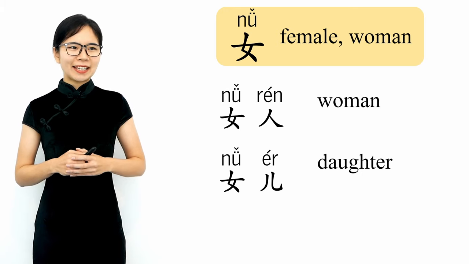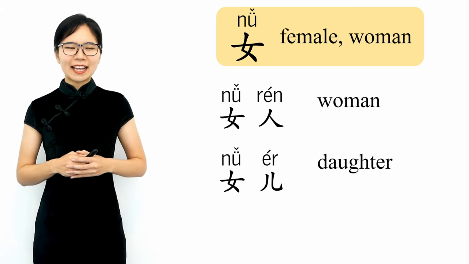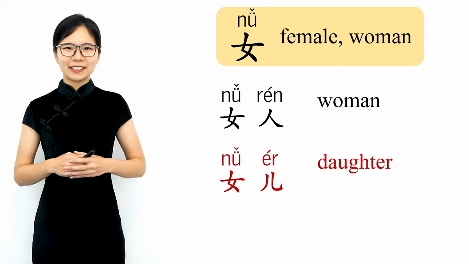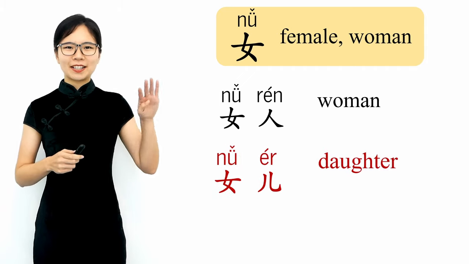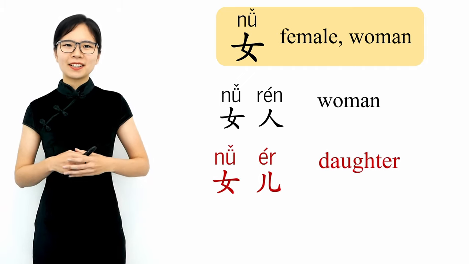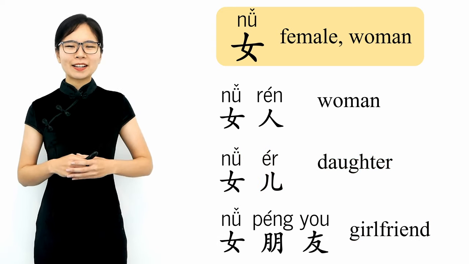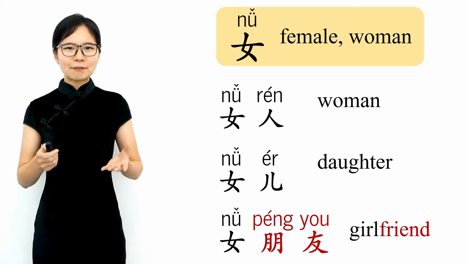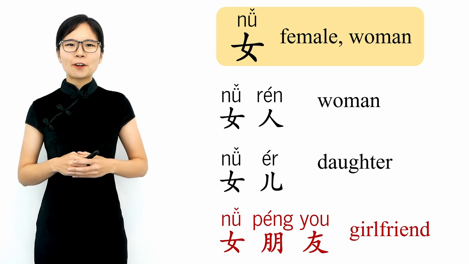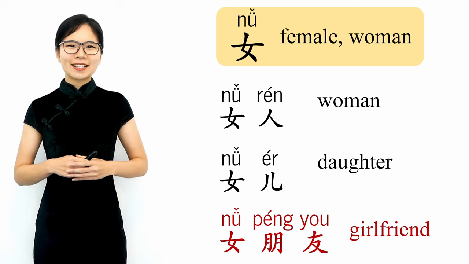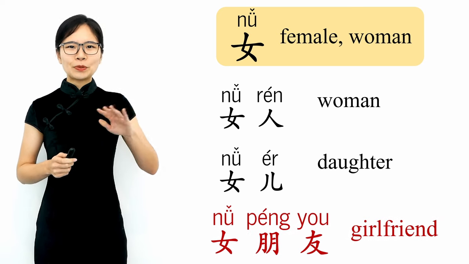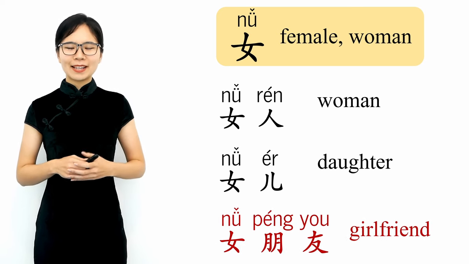Next is 女儿. In this word, the character 儿 means child, and 女儿 means daughter. 女儿, 女儿, daughter. And finally, we have 女朋友. 朋友 means friend, and 女朋友 means female friend or girlfriend. 女朋友, 女朋友, girlfriend.